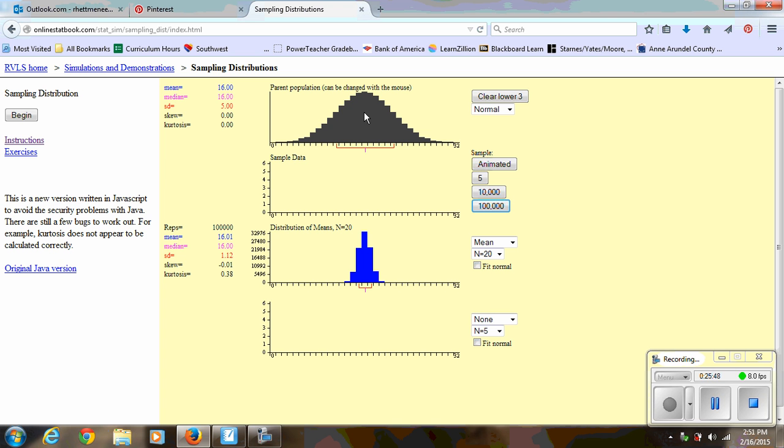If I'm just drawing one person at a time out of my population, those values are going to vary a lot. If I start grabbing 5 people and taking an average, the extreme values are going to get absorbed in the average. If I start taking samples of size 20, it's going to absorb those outliers even more. So in my sampling distributions, you won't see any outliers.